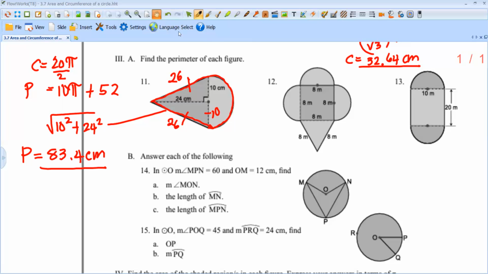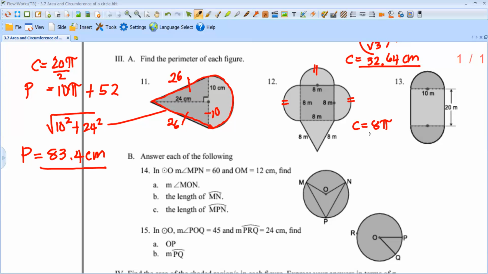Okay, let's go to number 12. Number 12, this is again 8, 8, 8. So we need this part, this part. These are equal. So let's have that and multiply by 3. So what we will do, this is half of a circle. So half of a circle, half of a circle. So we will get the circumference. Circumference is equal to 8 pi, correct? But we have 1, 1, all right, and plus half.